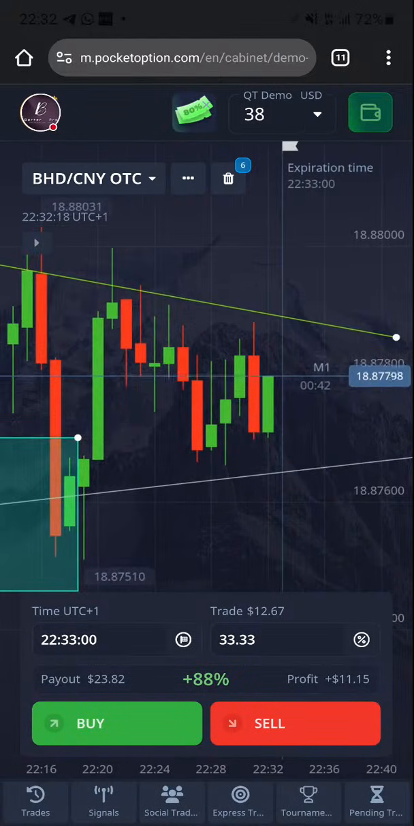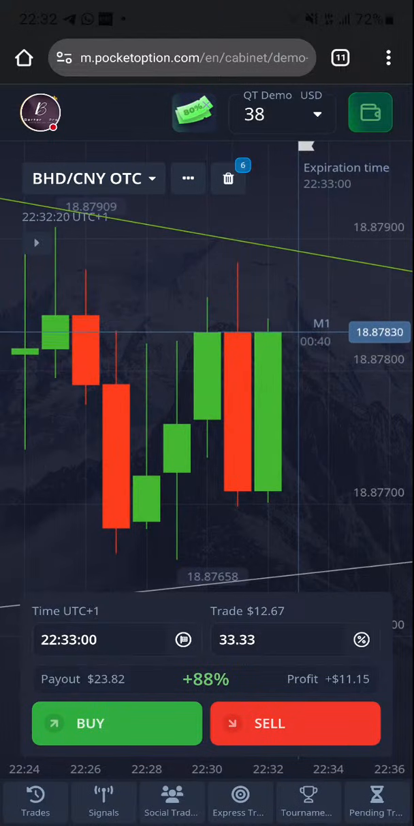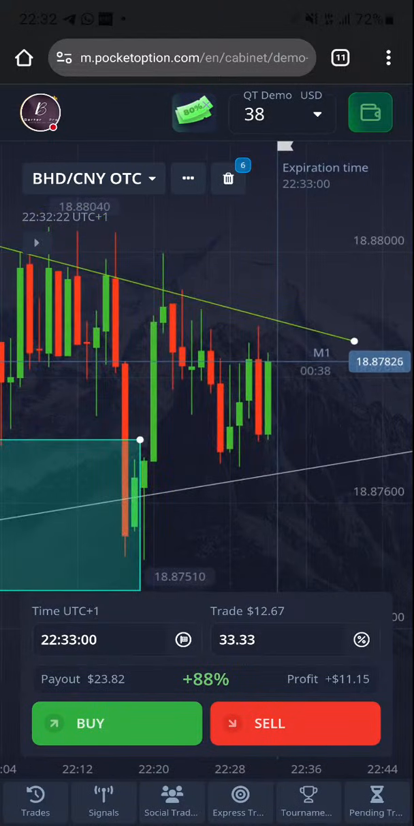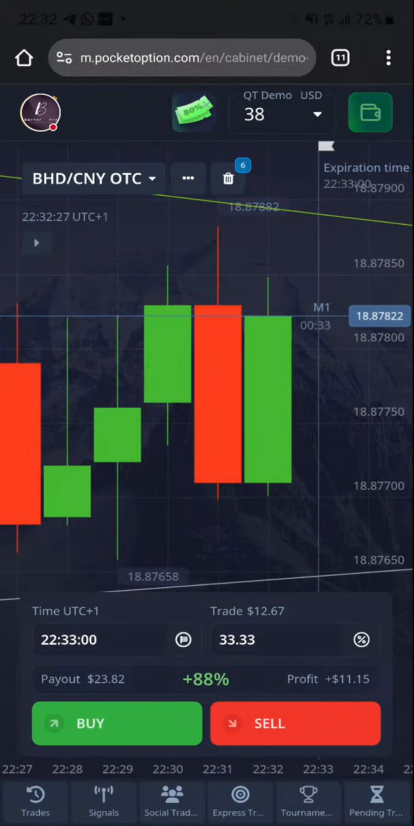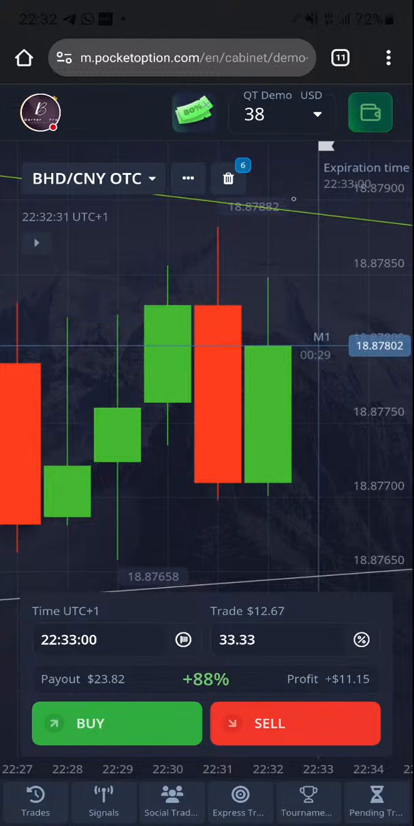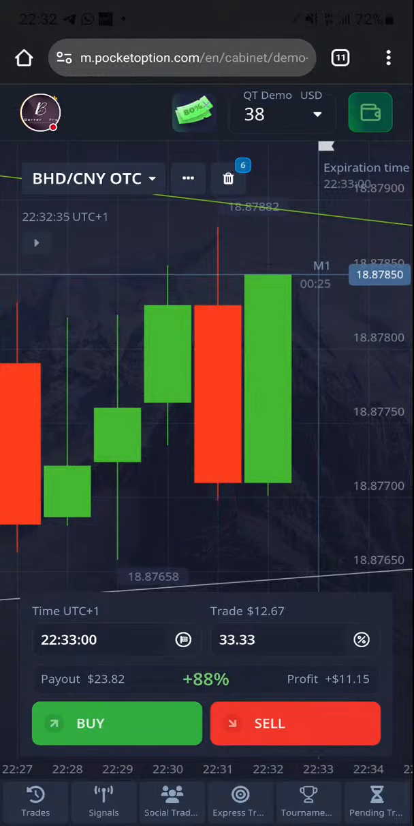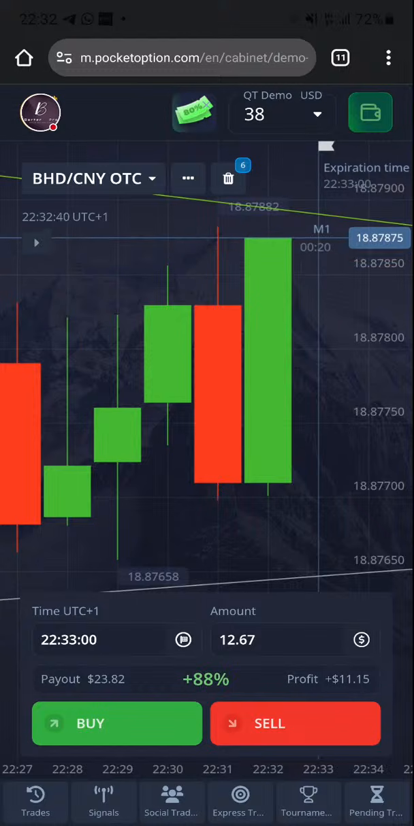So the best way to take common point of rejection trades like this is to combine it with a round number. See, we have a round number up here. If price comes up here, you can take the trade to the downside. But you have to be very calculative.